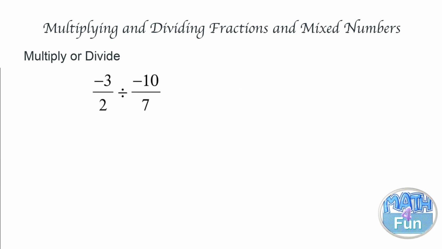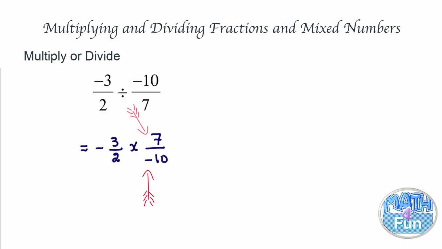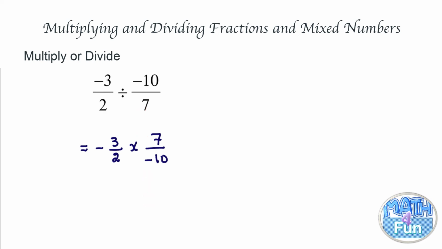Let's do that. First of all, remember, we change the division to be multiplication. Now we write the first fraction as it is, minus 3 over 2. Divide, we make it times, and minus 10 over 7, make it 7 over minus 10. Now, the minus, if you keep it up, it's the same answer. The minus, if you put it beside the fraction sign here, it's the same. So, don't worry about the minus sign.